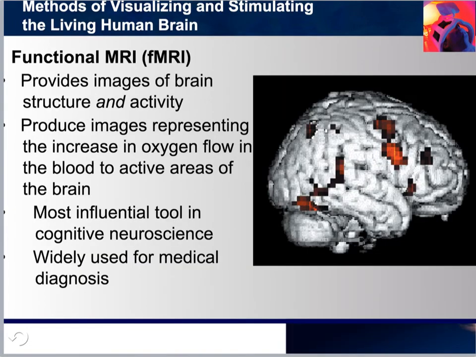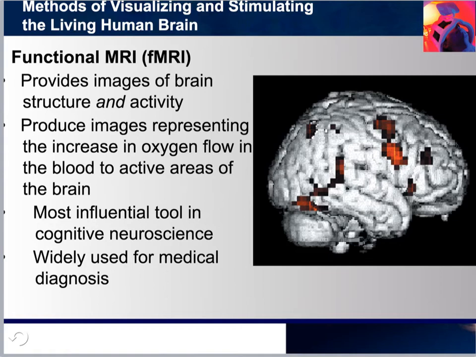Another form of functional brain scanning technique is what we call the fMRI. This is arguably the most influential tool of cognitive neuroscience, and it is widely used for medical diagnosis as well. fMRI produces images representing the increase in oxygen flow in the blood to active areas of the brain.